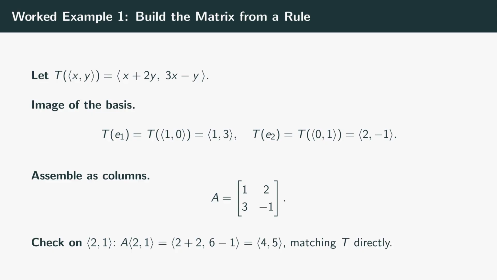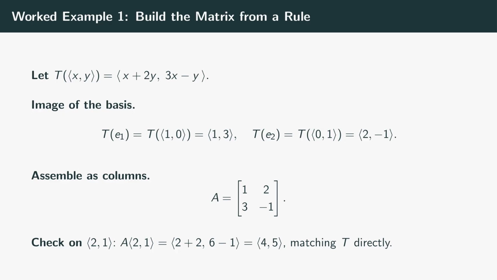Let's turn a rule into a matrix. Suppose a transformation T takes the vector (x, y) to the vector (x + 2y, 3x - y). To find its matrix, we use the theorem, feed it the basis vectors, and record where they go. Apply T to the first basis vector, (1, 0). Plug in x equals 1 and y equals 0. The first output component is 1 plus 0, which is 1. The second is 3 minus 0, which is 3. So the first basis vector lands at (1, 3).